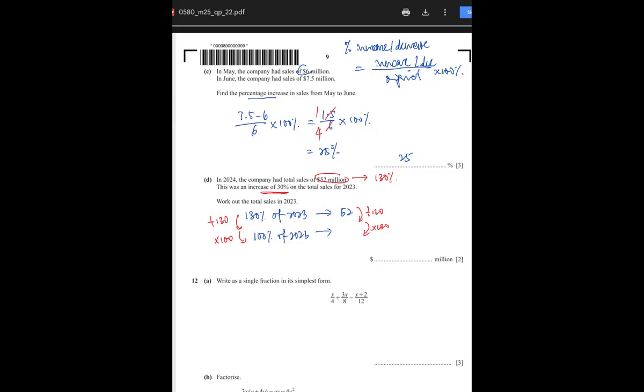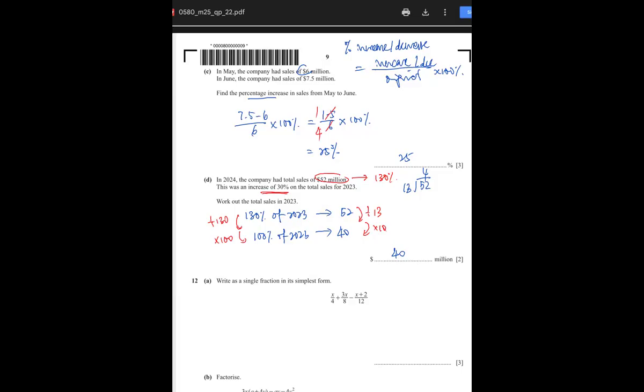So we do 52 divided by 130. Another tip. Divide 130 times 100 is the same as you divide 13 and times 10. It's the same thing, by the way, because the zeros just cancel out. So 52 divided by 13 is 4. 4 times 10 is 40. So your original amount is 40 million.